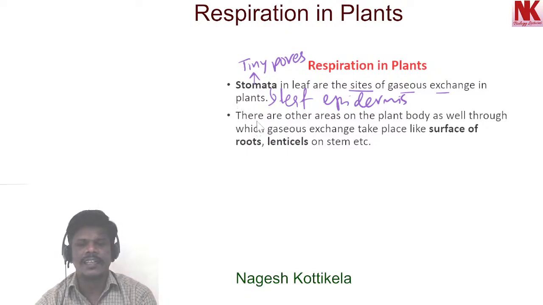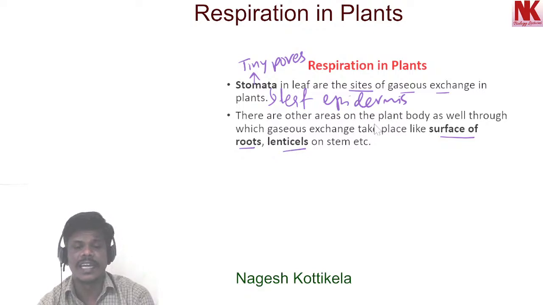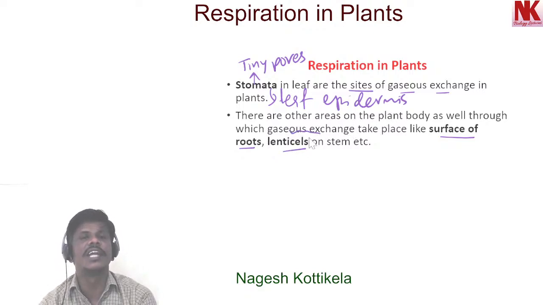There are other areas on the plant body as well through which gas exchange takes place, like the surface of roots and lenticels on stem. So through these surfaces and also through the lenticels, gaseous exchange can take place. Stomata, the surface of the roots, and lenticels play a very important role in gaseous exchange in plants.